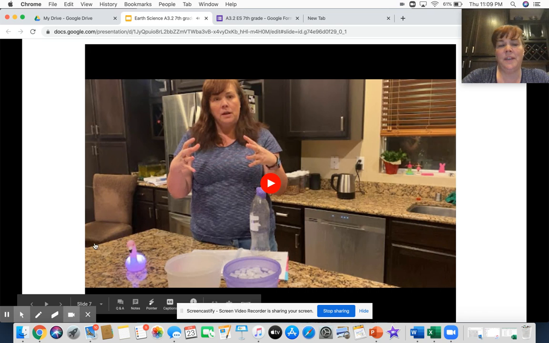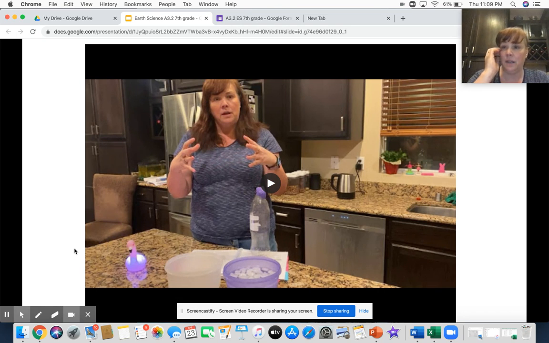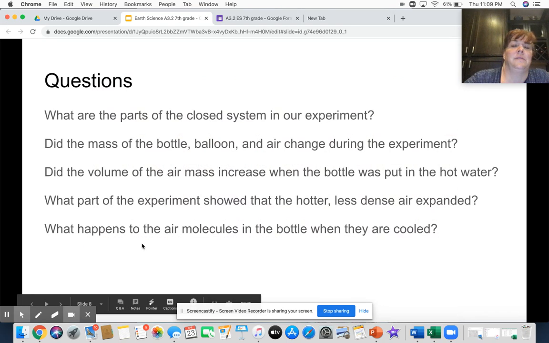Okay, so the next part of the lesson is applying this exact concept into hot air balloons, okay? How does that work? Does it work the same way on a bigger scale? Let's find out. Okay, where did our other slide go?